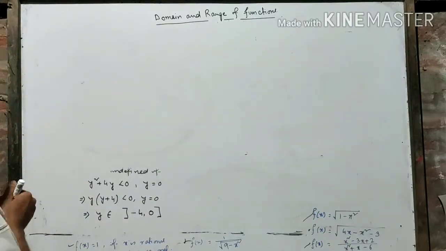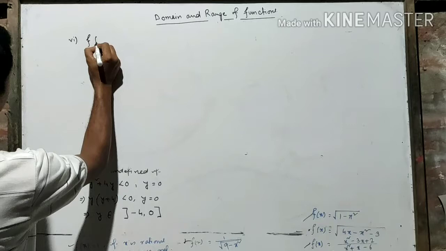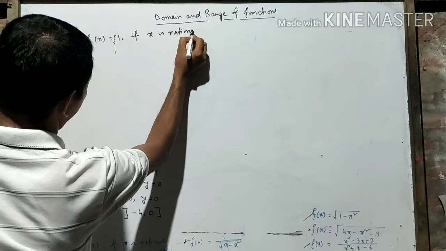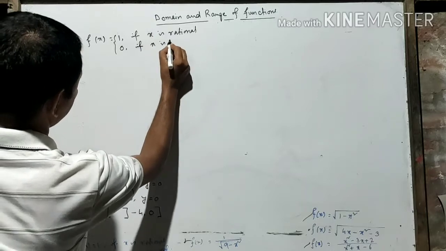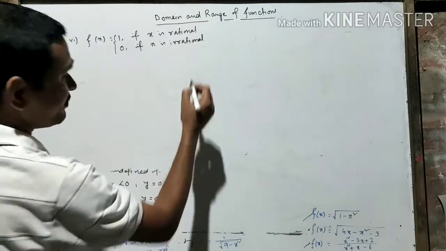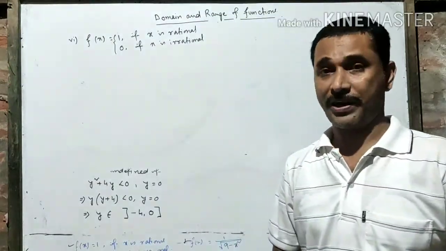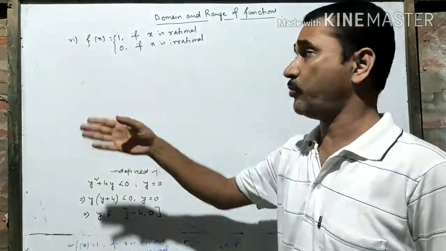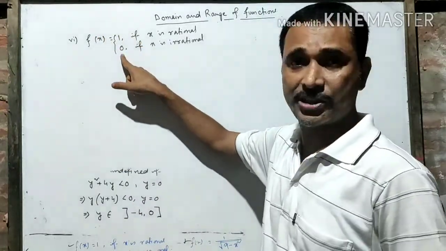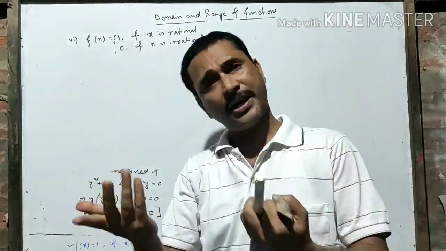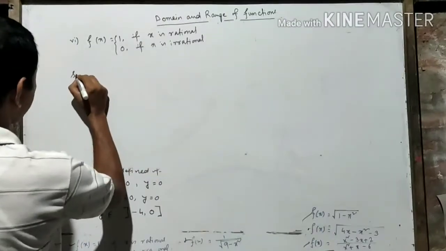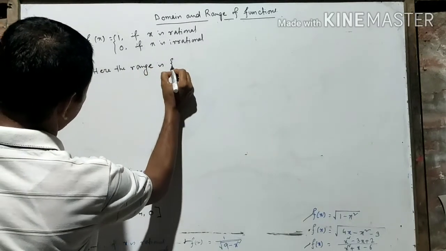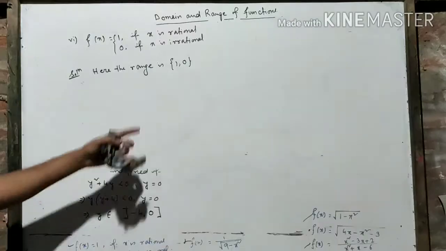Just one more example, a very simple example, the last one, perhaps 6 it is. f(x) = 1 if x is rational and 0 if x is irrational. So what is the range? Range means the values of y for which the function is defined. What is y? y is f(x). So which values? y has the values 1 and 0 only, no other value. So the range is just {1, 0}. Clearly, here the range is the set including 1 and 0.